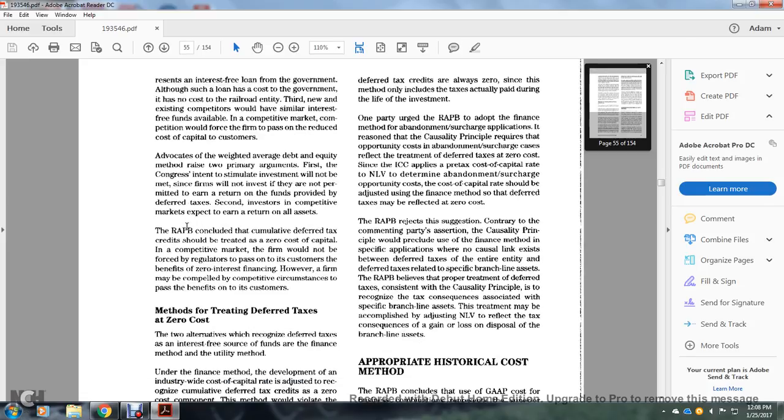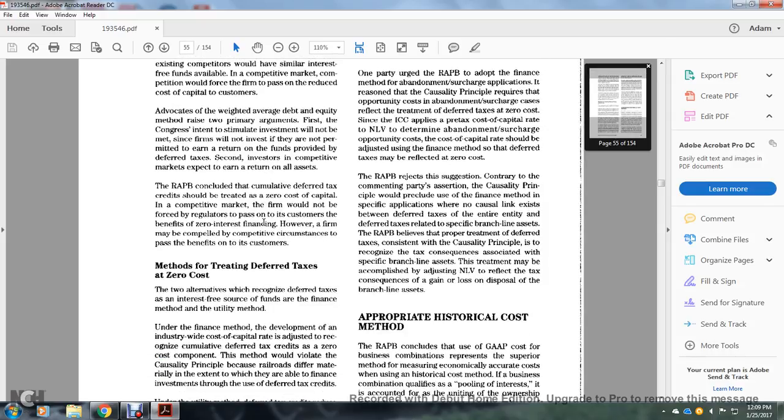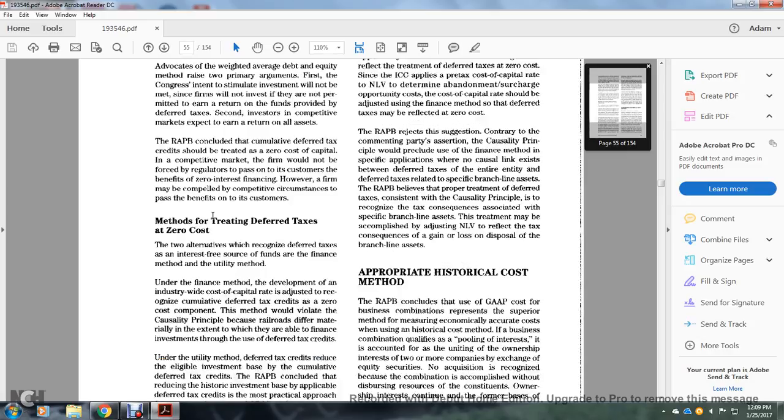Advocates of the weighted average equity method raise two primary arguments. First, Congress' intent to stimulate investment will not be met, since firms will not invest unless they are permitted to earn a return on the funds provided by the deferred taxes. Second, investors in competitive markets expect a return on all assets. The Railroad Accounting Principles Board concluded the cumulative deferred tax credit should be treated as zero cost capital, since the competitive market firm would not be forced by regulators to pass on to the customer the benefit of zero interest financing. However, the firm may be compelled by competitive circumstances to pass the benefits on to the customer.